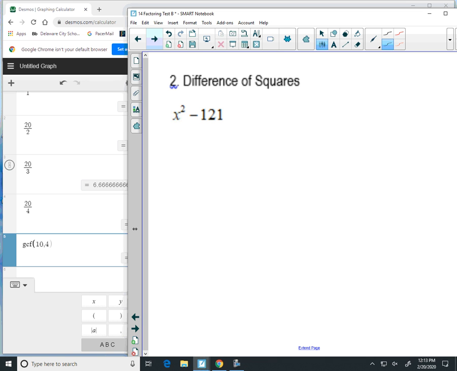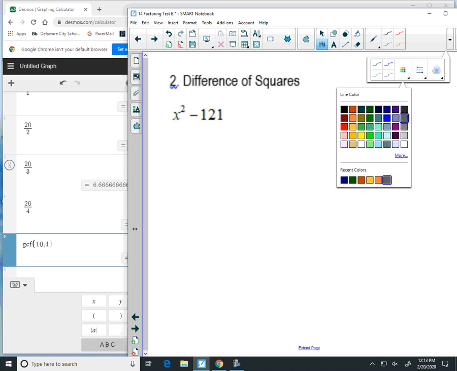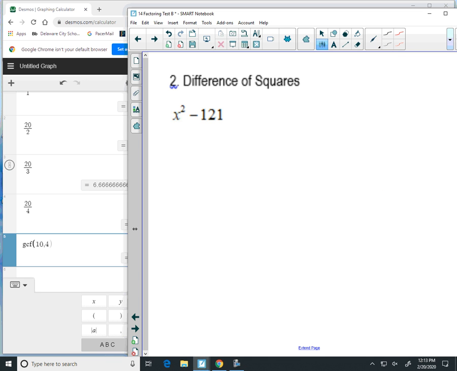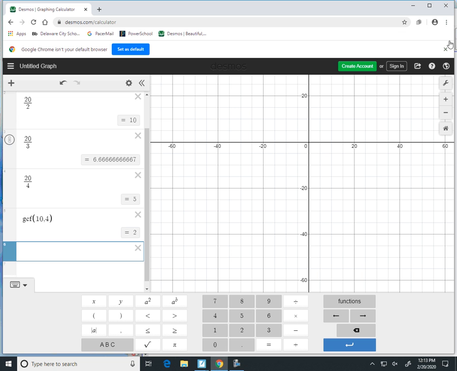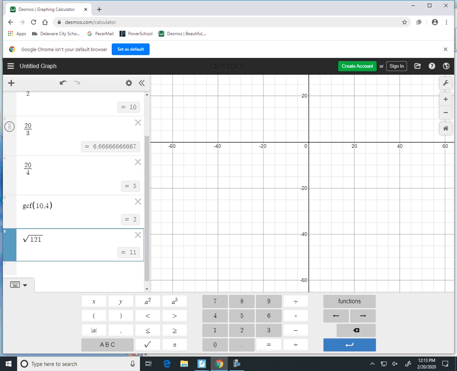Difference of squares. So we're telling you this is a difference of squares. That's awfully nice of us. We're telling you that these are perfect squares. So difference of squares, your pattern always looks like this: one plus, one minus. And the math that you do to each term is square root. So if you don't know the square root of 121 off the top of your head, you can do it in the calculator. It's 11.